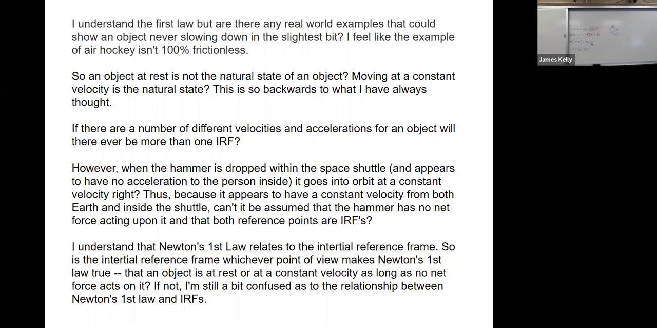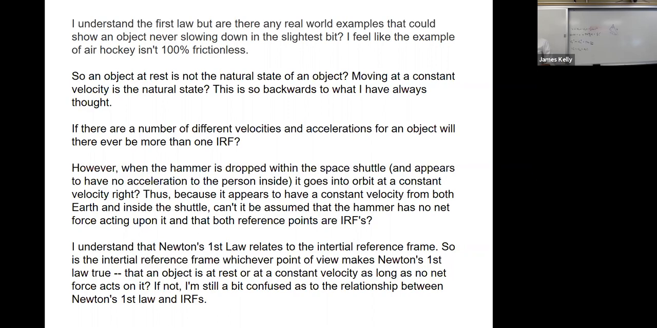All right. I probably put too many reading responses on here, but there are so many good ones in there. I can't quite read this here, but I understand the first law, but something about examples show an object never slowing down in the slightest bit. I feel like the example of air hockey isn't 100% frictionless. Well, that's true. There's still some friction. If you had a really huge table of air hockey, you know that thing goes at pretty much constant velocity until it hits one of the edges of the table.